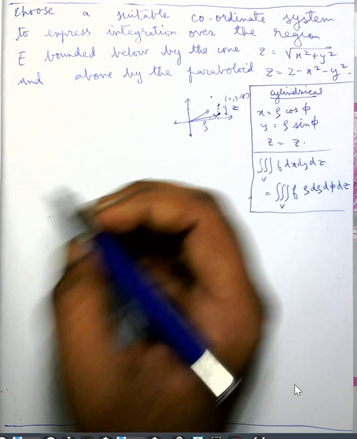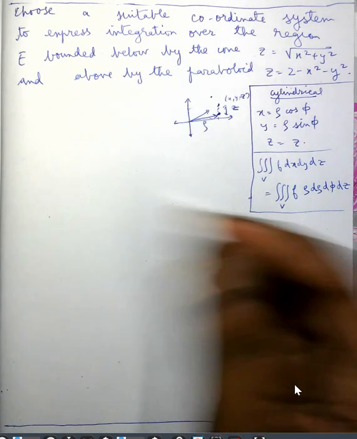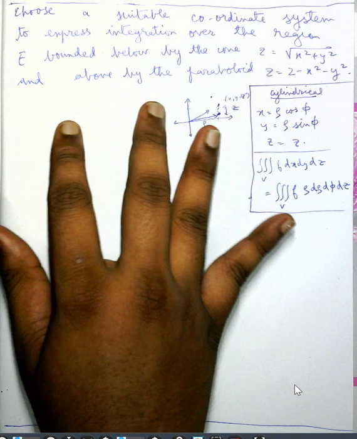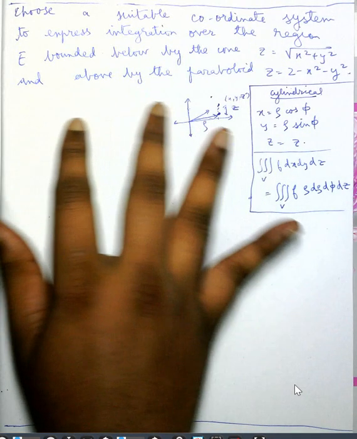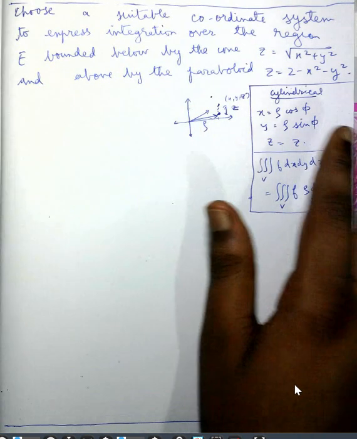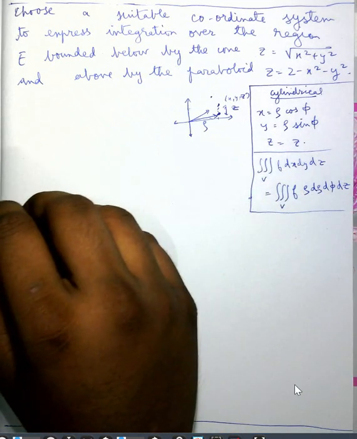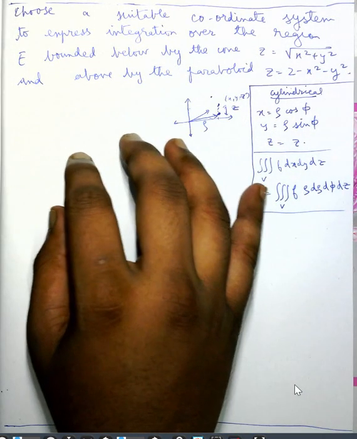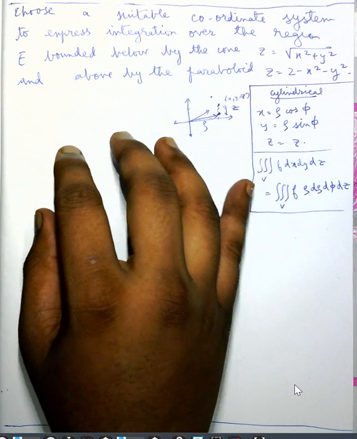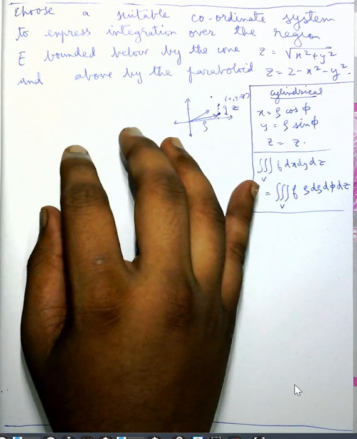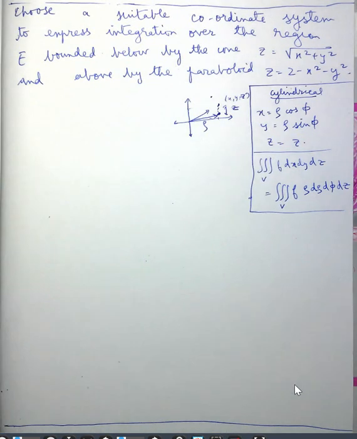In this video, I'll be talking about how to solve the following question. You are given a certain region which is expressed in, let's say, Cartesian coordinates, and you want to express the region in terms of cylindrical or spherical coordinates in order to simplify the integration. So how do you do that?